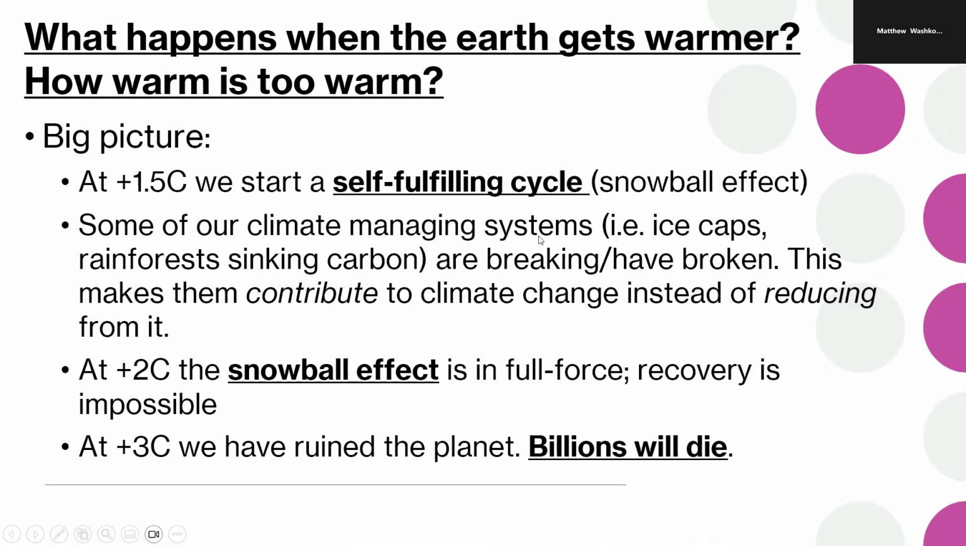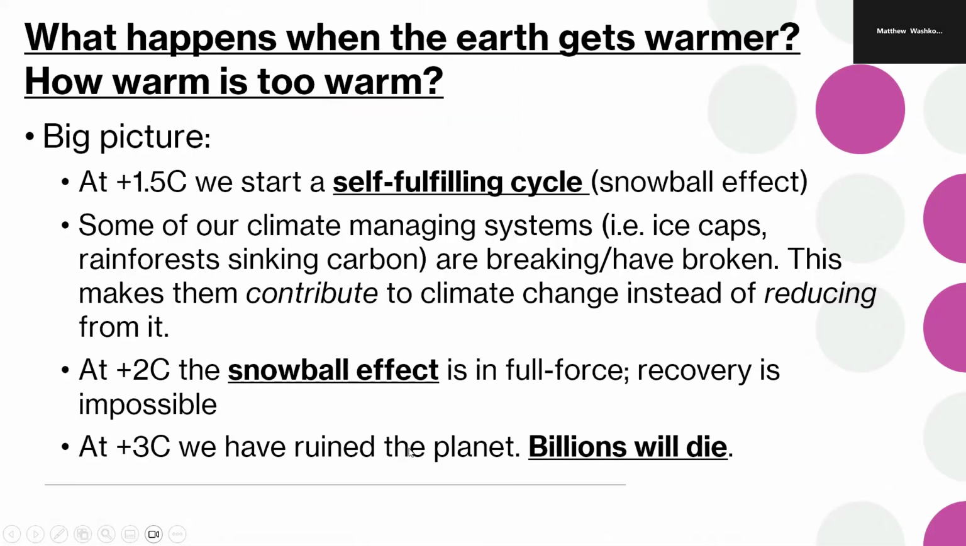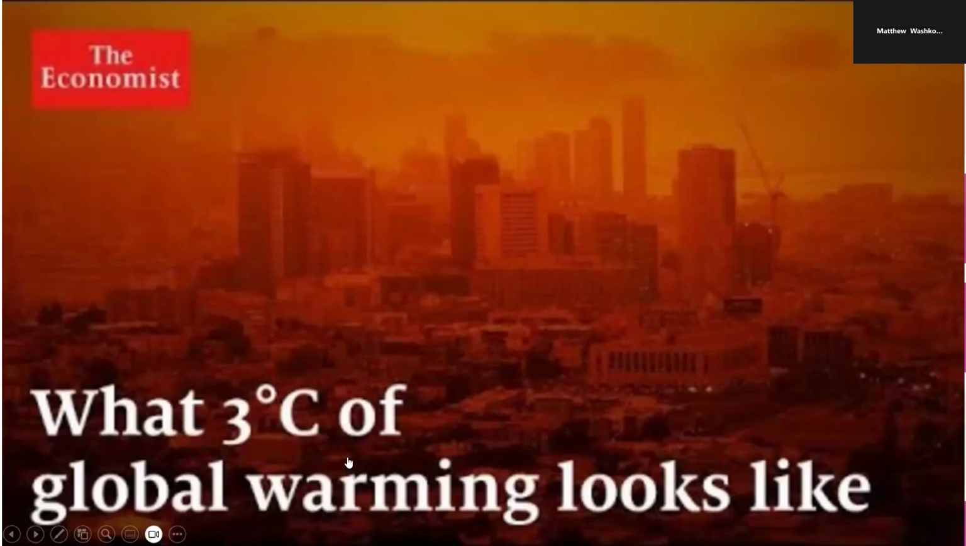But what happens when those environments start to deteriorate? Those trees fall, they release that back into the atmosphere. They don't suck it up anymore. So now they're no longer carbon sinks, is essentially what it comes down to. So we have ice caps melting, so the globe gets warmer, and those release methane and other things into the atmosphere, and our carbon sinks deteriorate. At +2 degrees, we have that snowball effect in full force. It's kind of too late at that point. And at +3, that's it. It's done. Billions will die.